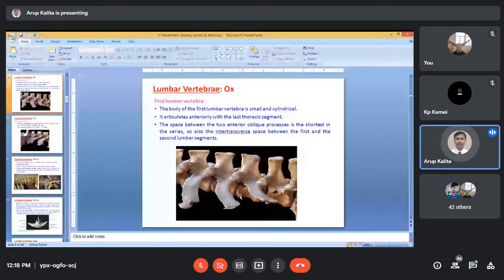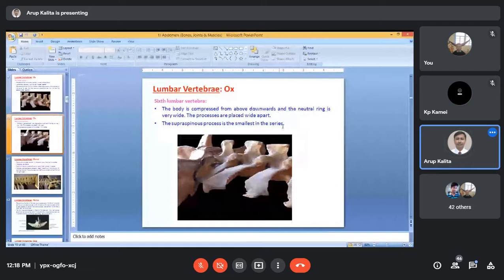Now the sixth lumbar vertebra. The last lumbar vertebra is this one. The body is compressed from above downwards and the neural ring is very wide. Here I cannot show you the neural ring. It is very wide. The processes are placed wide apart. The supraspinous process is smallest in the series. This one is the smallest out of this whole series.